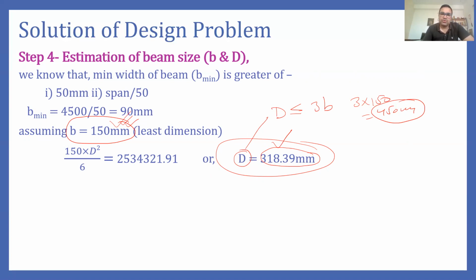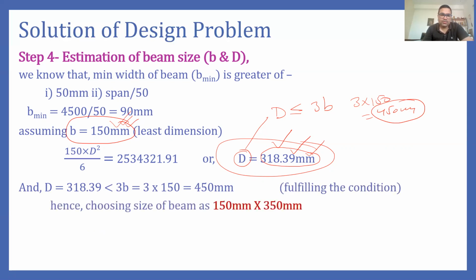This value should also be rounded off to a round figure. So we will round off this value again in multiples of 50, taking the D value as 350. Ultimately, we now have the size of beam as 150 mm width and 350 mm depth, and this is as per the IS code recommendation regarding the size.